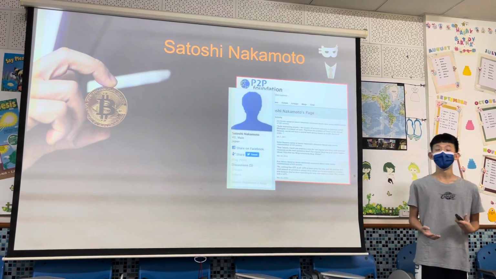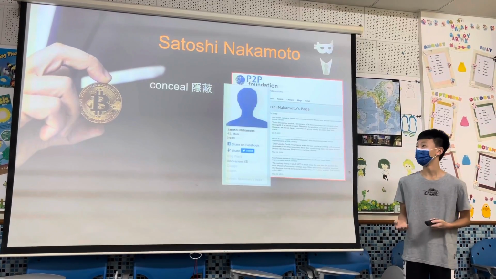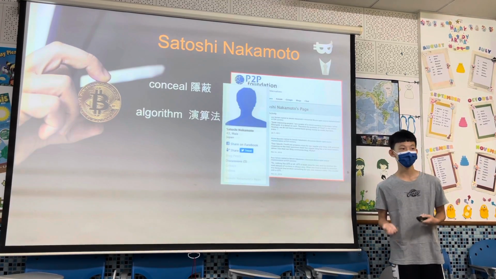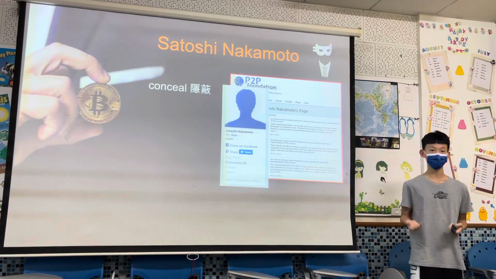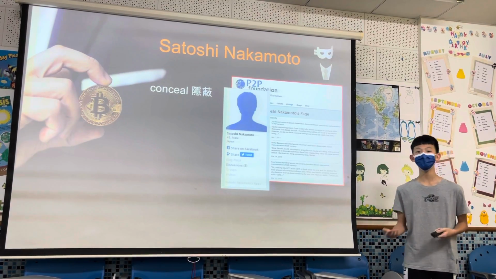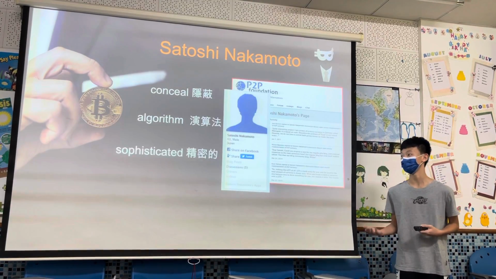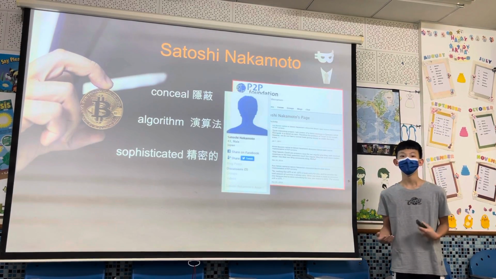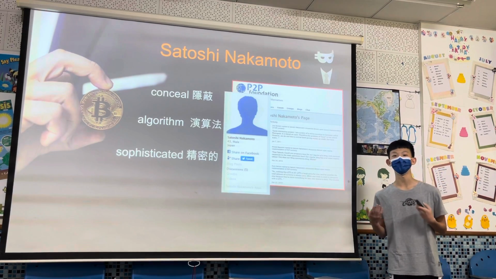Also, Satoshi always spoke at random times. This shows that he might be concealing his nationality and time zones. And also, some people think his algorithm is too sophisticated, and it is not like what a person can do alone. Various signs indicate that Satoshi Nakamoto may be a fake identity.